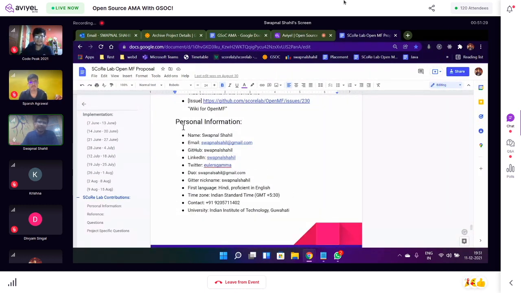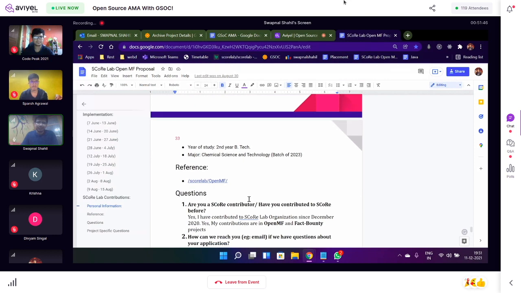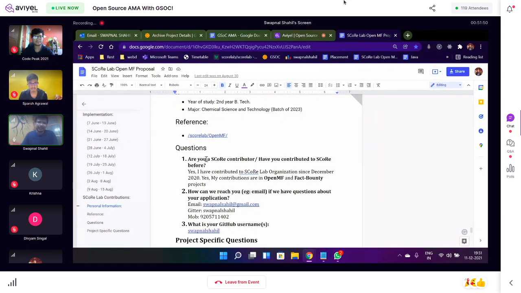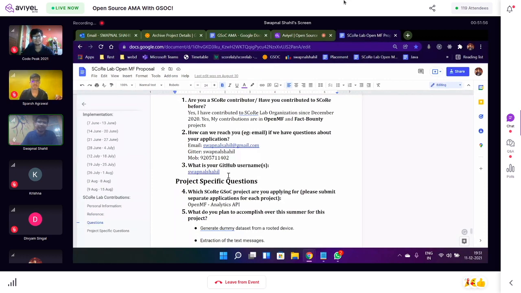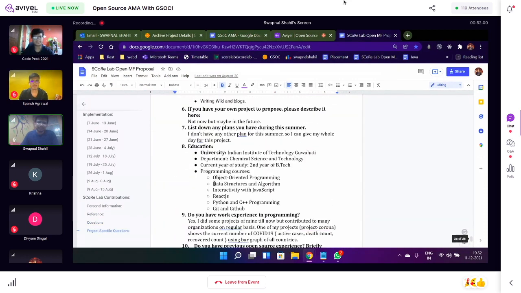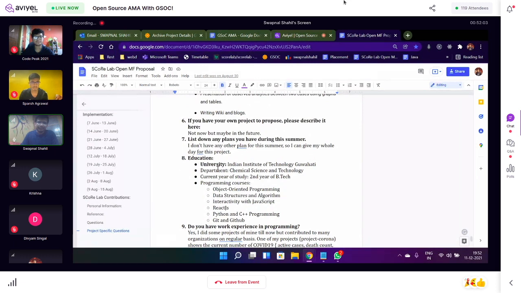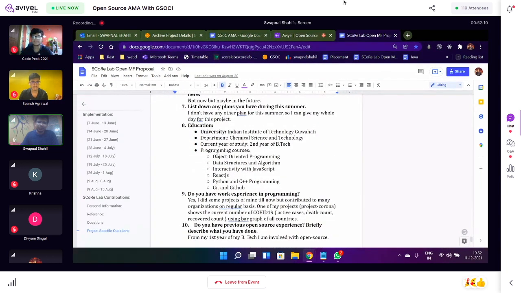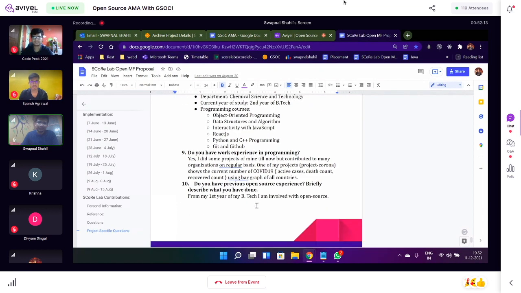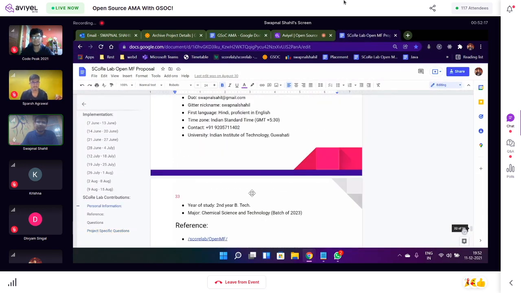And in the latter part, the organization wants some details of the students. These are the mandatory parts which I have to write in my proposal. So these are all my information; you can see all my details here. And these are some basic questions, like have you contributed to Scorelab before? They just want to know about you. They also wanted to know where you study, which department, and whatever you know in programming courses. So I have written all these things. Yeah, that was all about me.